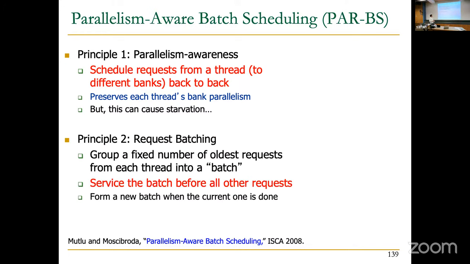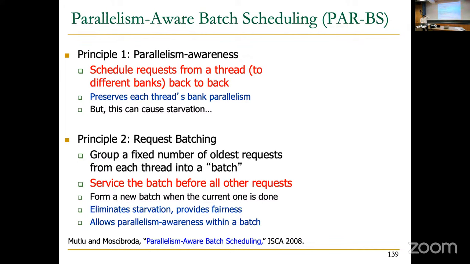How do we solve that? It's by request batching. So we group a fixed number of oldest requests from each thread into a batch. And the idea is to service the batch before all other requests. Let's say, I'm exaggerating here, we have 1,000 requests in the memory request buffer. By batching, we essentially prioritize, let's say, 50 of those requests over the rest of the 950 requests. And doing so, because the same number of requests from each thread contribute to the batch, we essentially are fair to each thread at the batch level. Inside the batch, we have other optimizations that I'll talk about that will provide fairness.